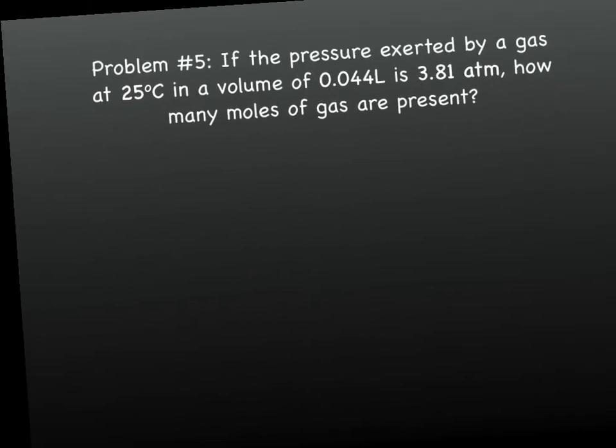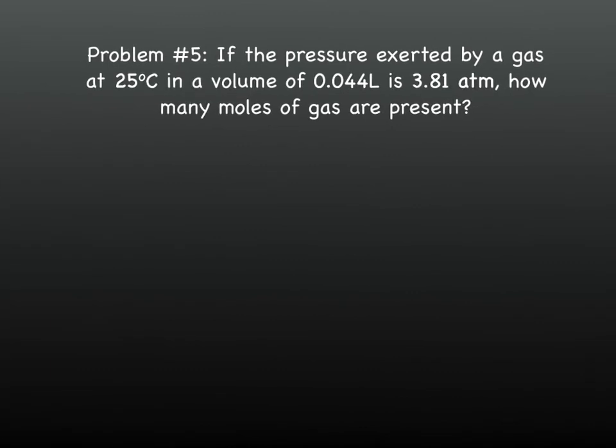Problem number 5. If the pressure exerted by a gas at 25 degrees Celsius in a volume of 0.044 liters is 3.81 atmospheres, how many moles of the gas are present? Once again, read the question, find your data, and find your unknown. Looks like we're given 25 degrees Celsius, 0.044 liters, 3.81 atmospheres. Bring our values down.